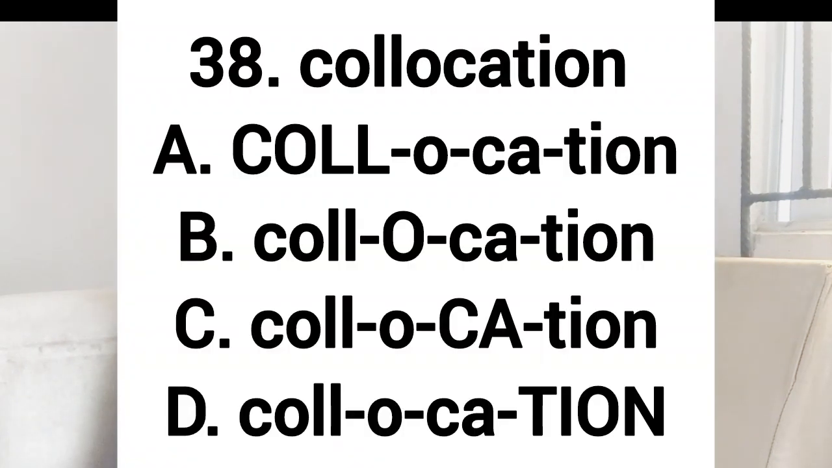Number 38, collocation. Say collocation. Collocation is stressed on the first syllable. And out of the 4 options here, option A, col, is stressed. Option B, O, is stressed. Option C, K, is stressed. And lastly, option D is shen. That is stressed there. So the correct option that has the correct stress is option A.